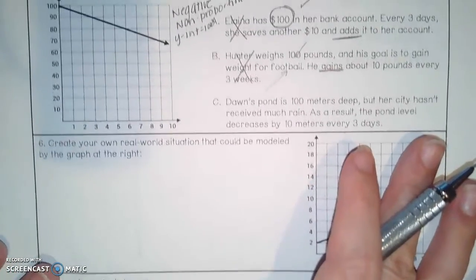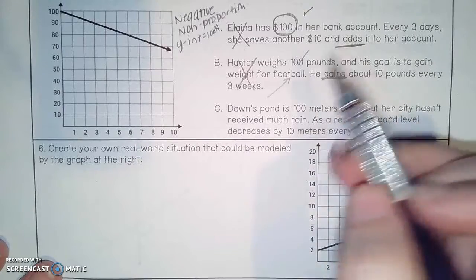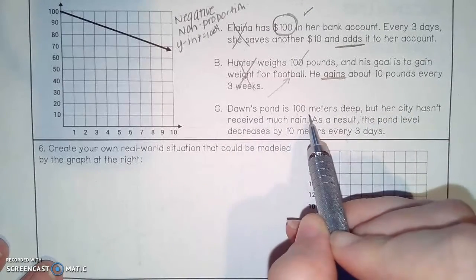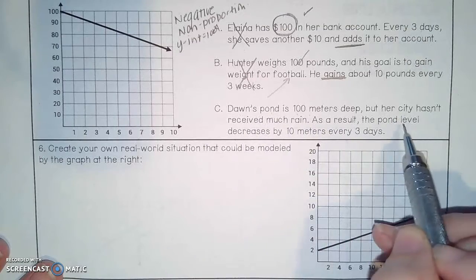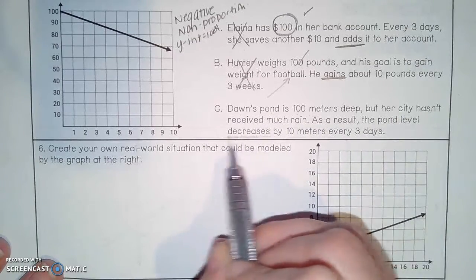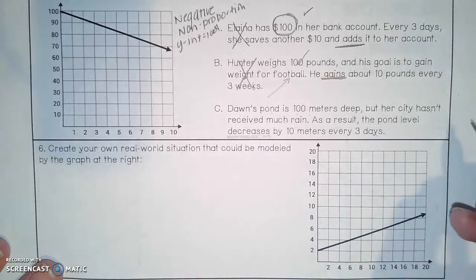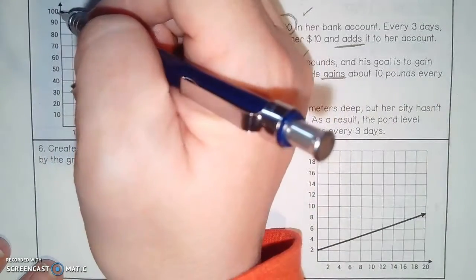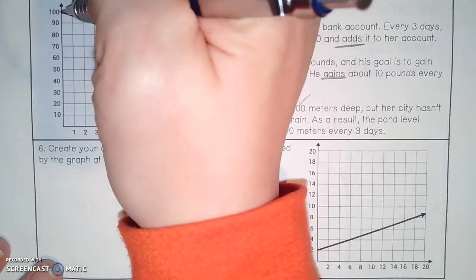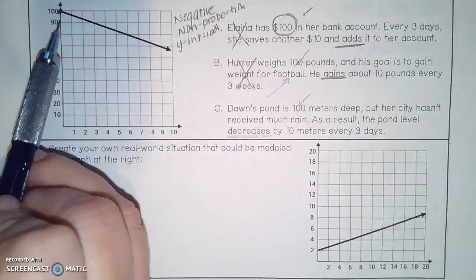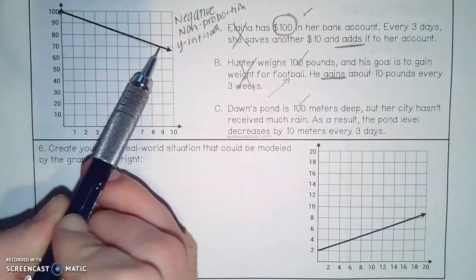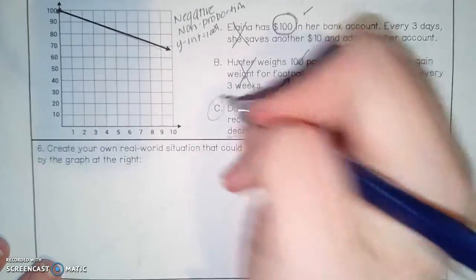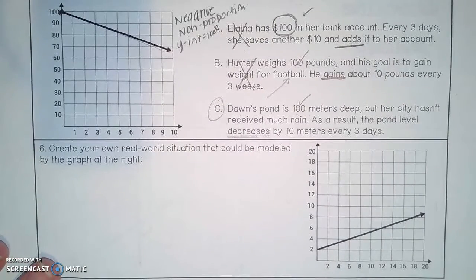Let's just verify that C works. All right. Dawn's pond is 100 meters deep, but her city hasn't received much rain. As a result, the pond level decreases by 10 meters every 3 days. That makes sense. So we have our 100 meters, which is where we start. That's our starting point, the 100 meters. And then because there hasn't been much rain, we have a decrease in the amount of water in her pond. So C is the correct answer right here.